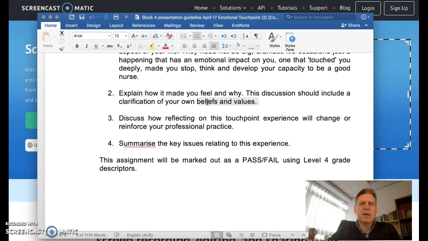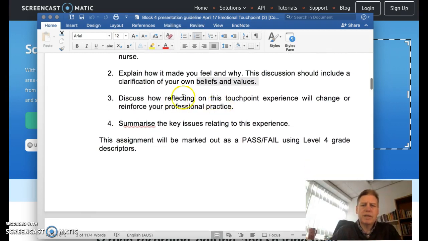It could be a judgment you've made. It could be something you've never even thought about, and something comes in and changes your mindset on it. Discuss how reflecting on this emotional touchpoint will change or reinforce your professional practice. And this is where I think this idea of a reflective cycle comes from, thinking about a reflective model.